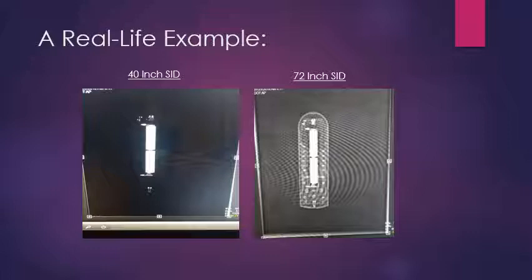Okay, here's a real life example. On the left, there's a 40-inch SID used on an upright bucky. I taped a remote control and I took two pictures. Like I said, on the left is the 40-inch SID. On the right, I used a 72-inch SID. Right off the bat, you can tell that there are different intensities on each of these images. So which do you think would be more intense? Of course, it's going to be the one that was closer.